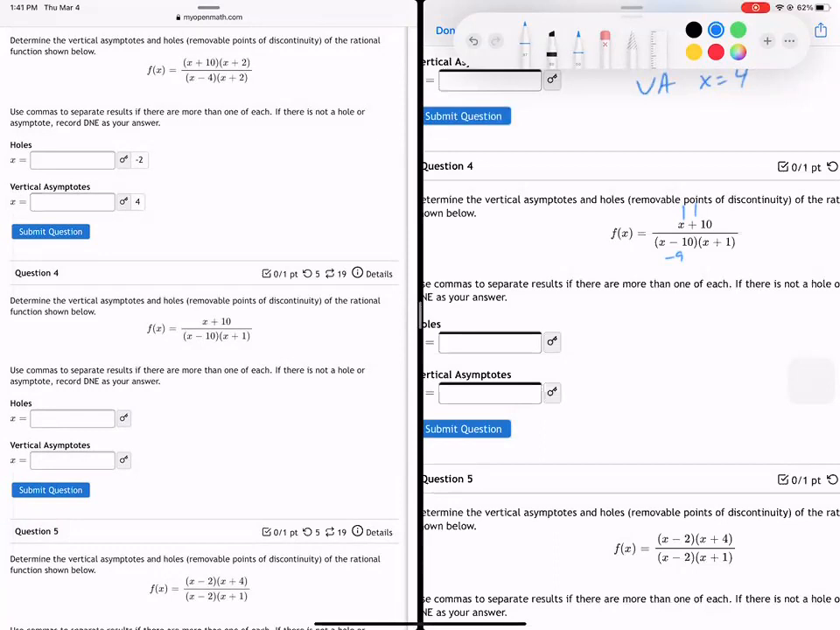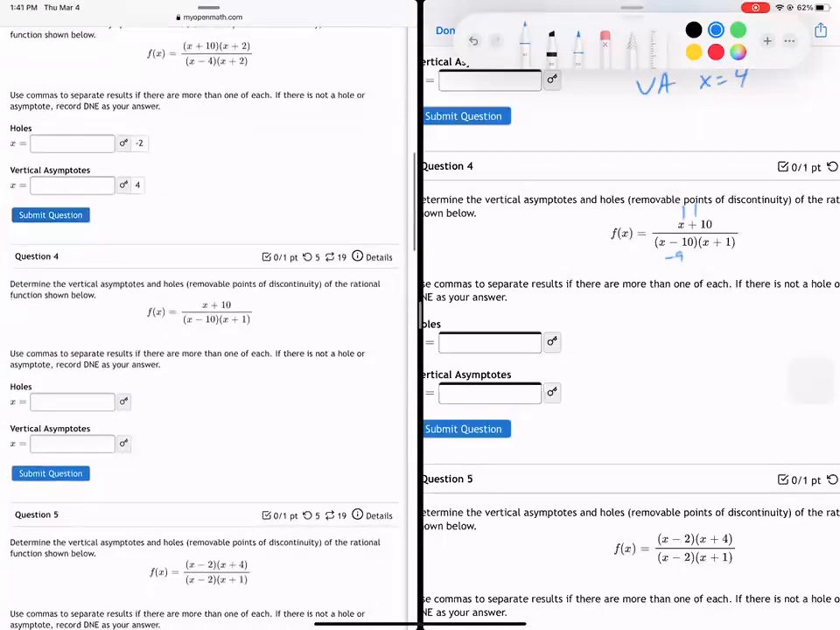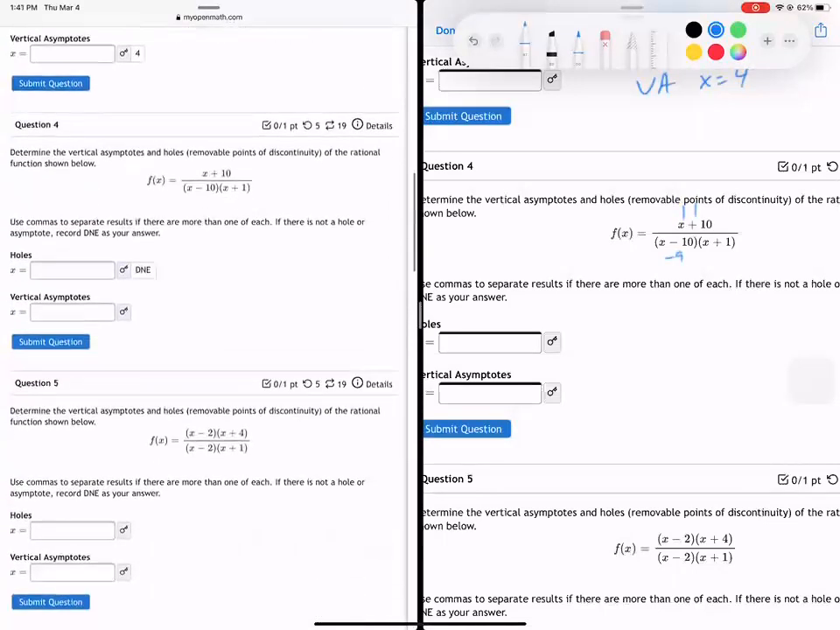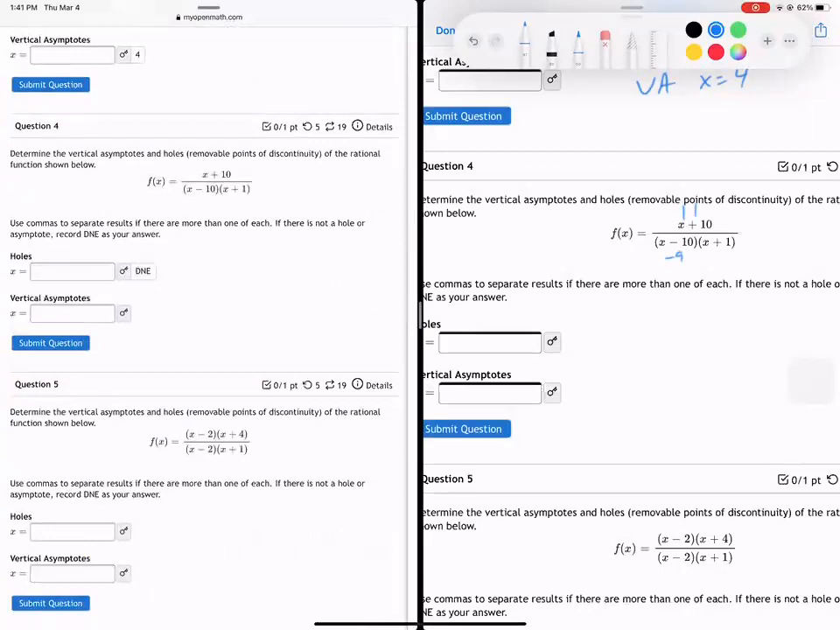So because nothing cancels out, do we have any holes? The answer is there are no holes here. So what do we have? We have a bunch of vertical asymptotes at 10 and negative 1.